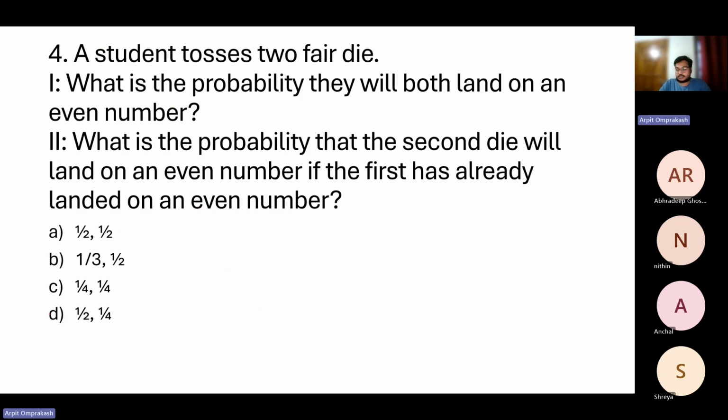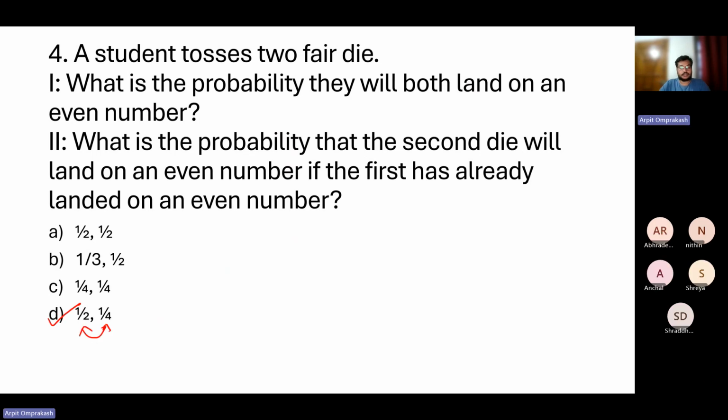So the answer here should be option D, but it's jumbled. So yeah, it should be 1 by 4, comma 1 by 2. First part, this was the second part.